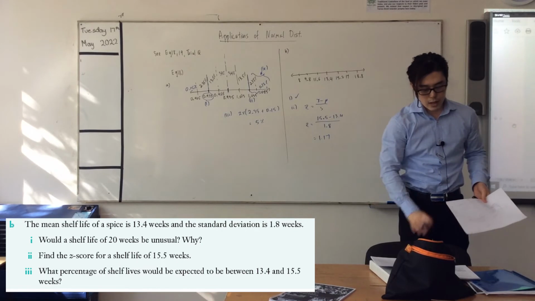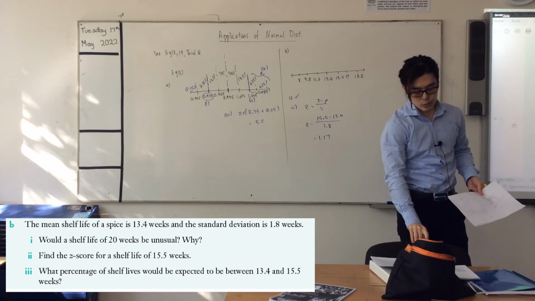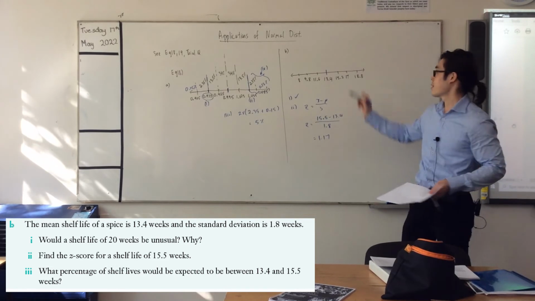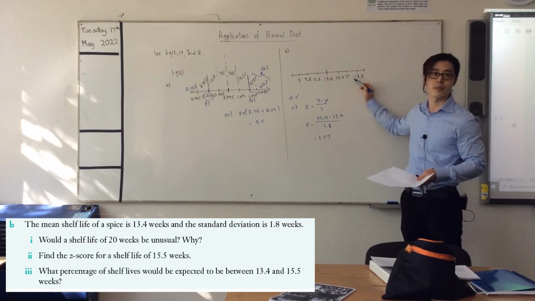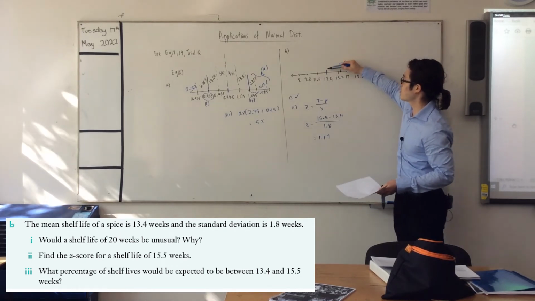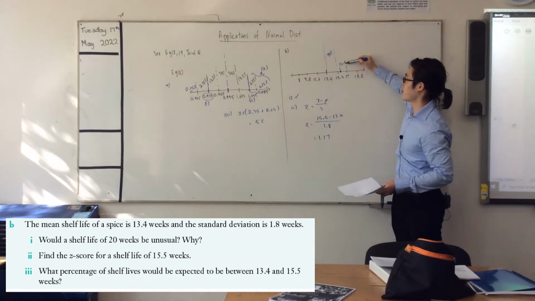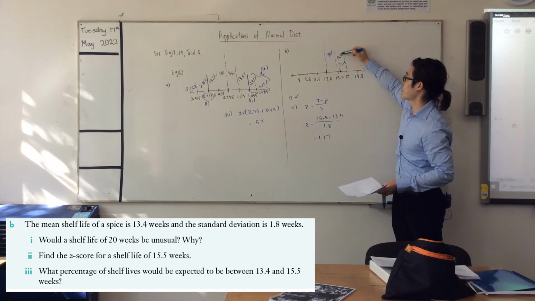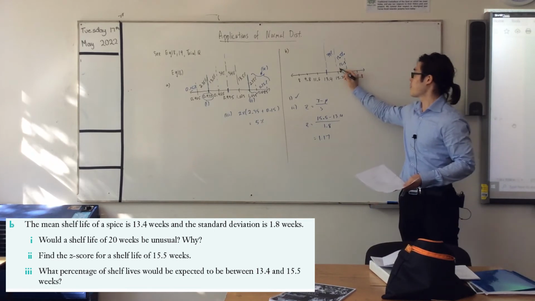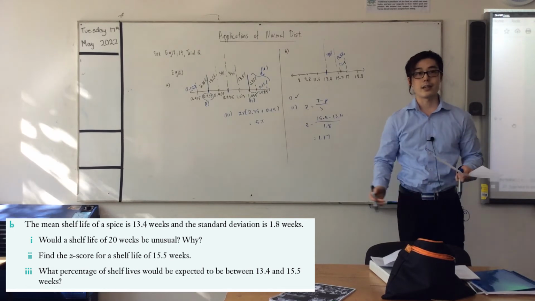Have a look at the next part. What percentage of shelf lives would be expected to be between 13.4 and 15.5? That's the problem right there. None of these numbers are 15.5. And 15.5, let's say it's like here. So, you know how that's 34% and that's 13.5%. The question that I wanted to address from here is, how do you find the percentage if it's in between z-scores and not on the actual one of the z-scores? Okay, how do you do it?